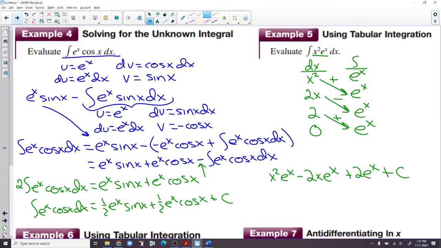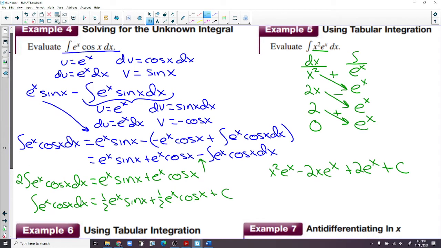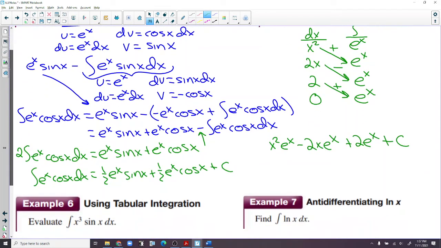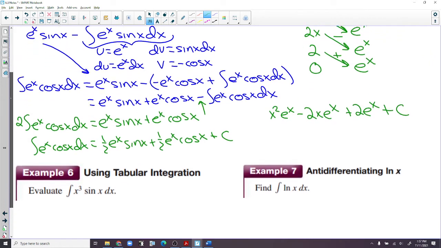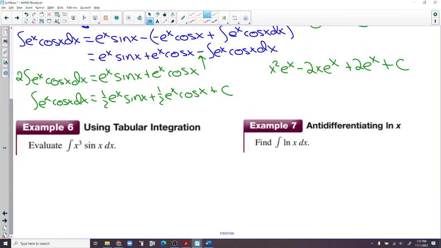I suppose you could probably figure out a way to do this with tabular, but I don't know. It'd be a little confusing. Where do you stop? Any questions on that? Do you want to try it then? I'll just do it because we'll talk about how you integrate all this stuff. So how about another one for you to try.